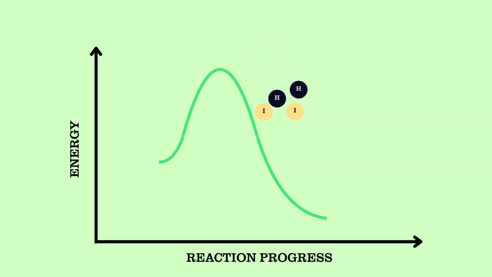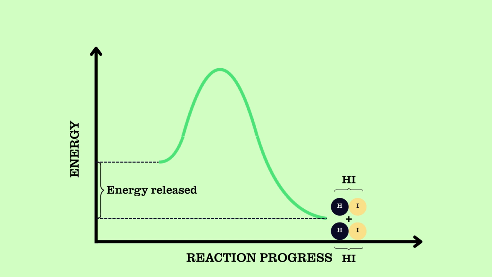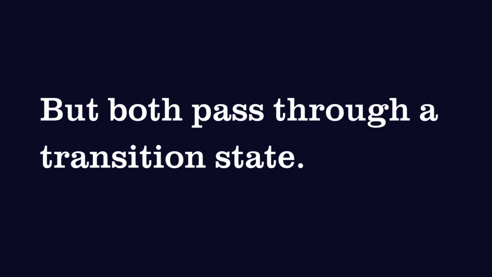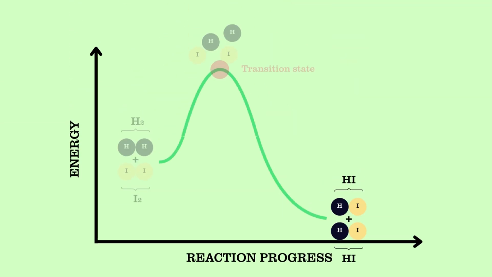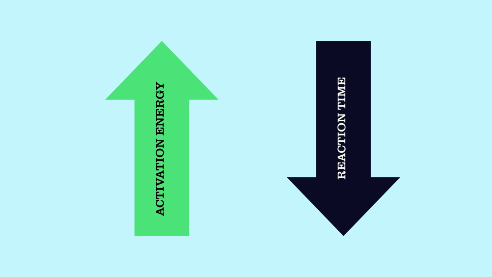Some reactions end lower than they started. These release energy. Others end higher. These absorb energy. But both pass through a transition state. The height of the energy barrier from reactants to transition state is called activation energy. The higher it is, the slower the reaction, unless we helped it.